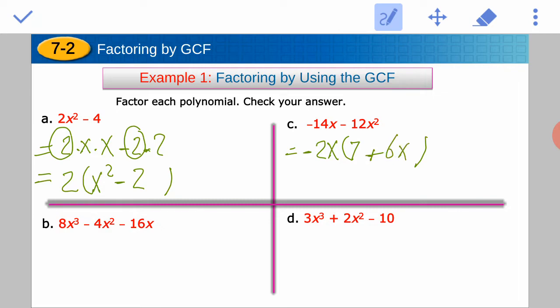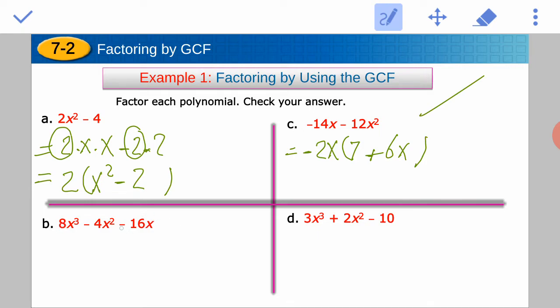How do I know whether my answer is correct or not? You can do distributive property mentally. Negative 2x times 7, negative 14x. Negative 2x times positive 6x, negative 12x squared. It's perfect. Correct. This time we have a polynomial.